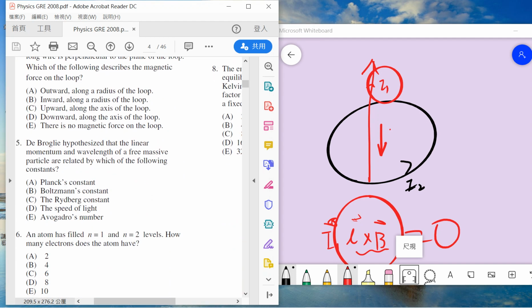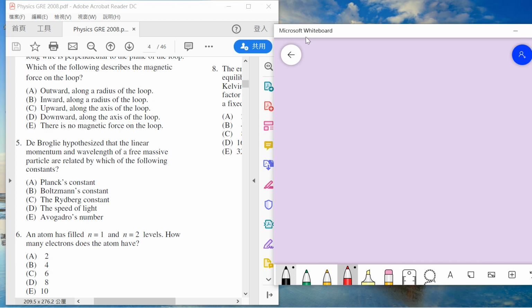Number 5, the physicist hypothesized that the linear momentum and wavelength of a free massive particle are related by which of the following constraints. This is common sense that you need to remember. The answer is A. What else could it be? So the answer is A.